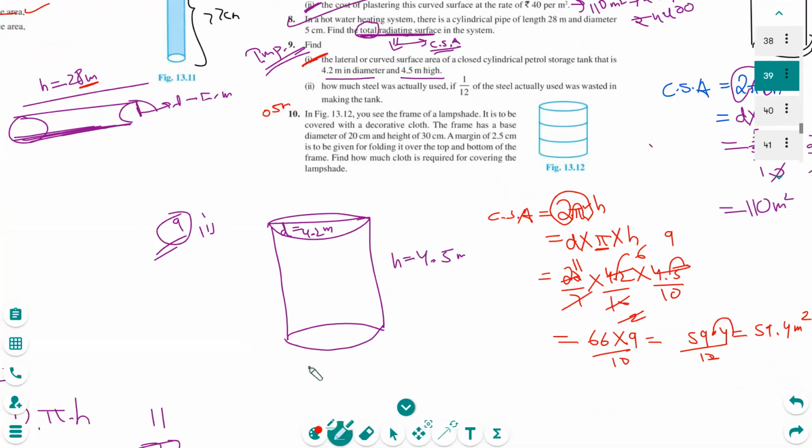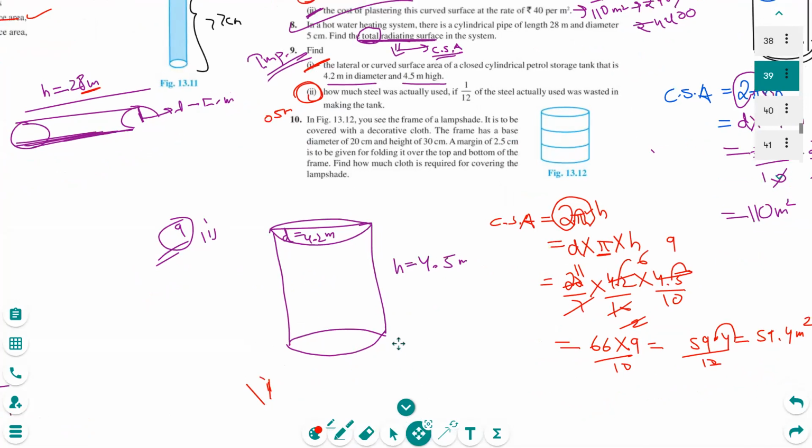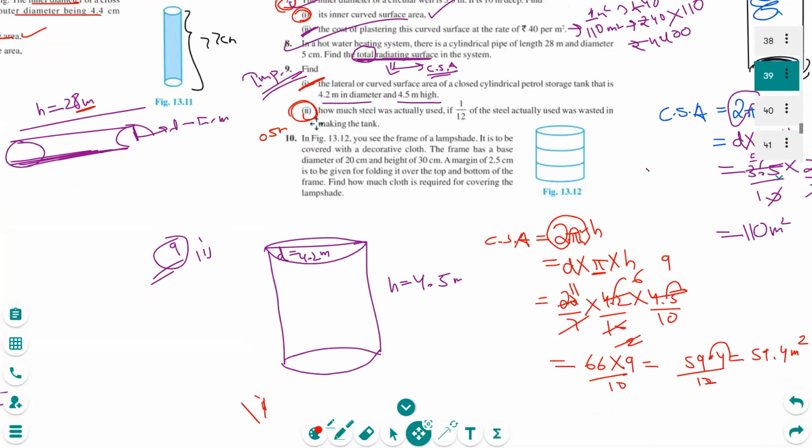Yes, sir. Now, the second question is quite a tricky one, and you may observe in your future classes that your friends are not able to do the second part because it is very difficult to understand if you don't pay attention. So I need you to pay a bit of attention here, because otherwise you may never understand this second part. Let's understand what it is trying to tell us. How much steel was actually used if 1/12 of the steel actually used was wasted in making the tank?